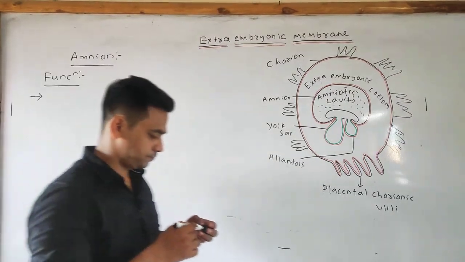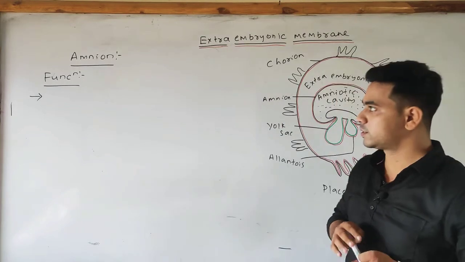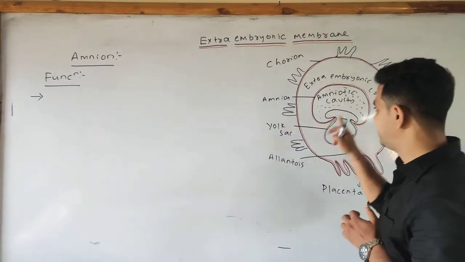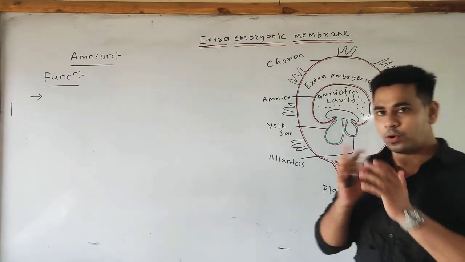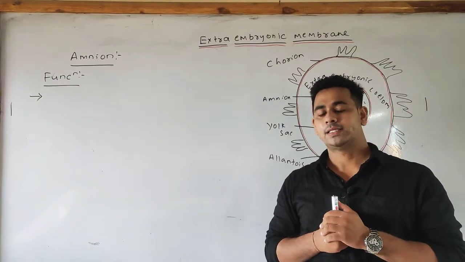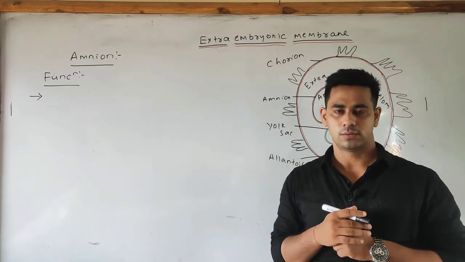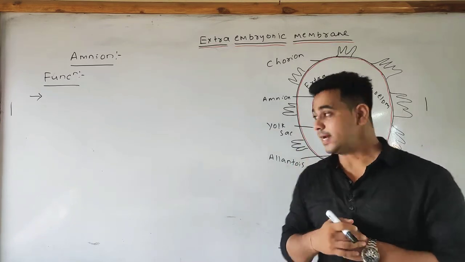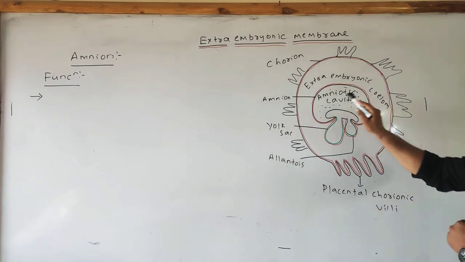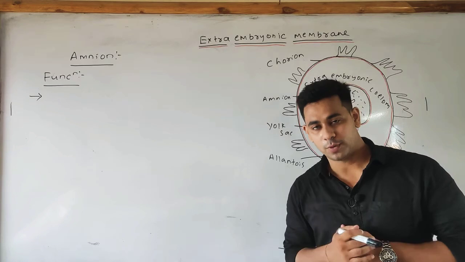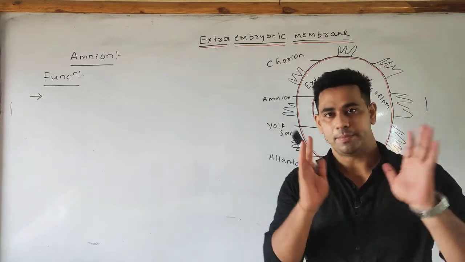First point, the amniotic fluid which is present in the amniotic cavity helps in protecting the embryo, or we can say it acts as a shock absorber, or a cushion. So simply we can write, the amniotic fluid which is present inside the amniotic cavity acts as a shock absorber which protects the developing embryo.